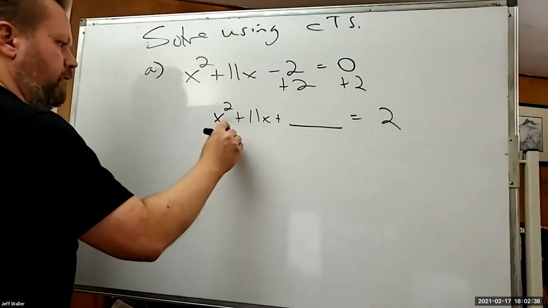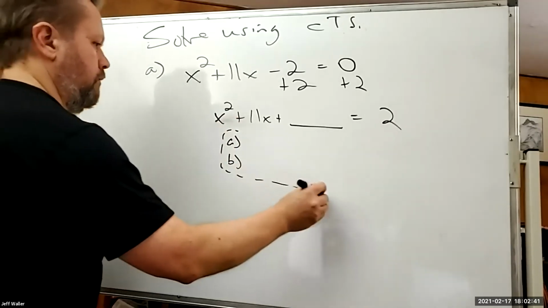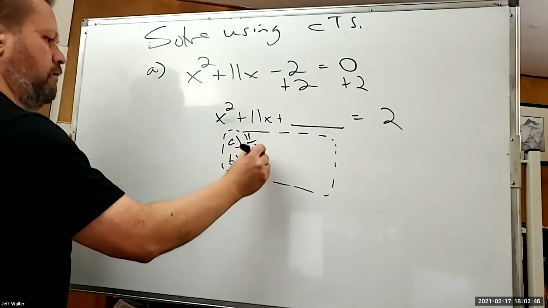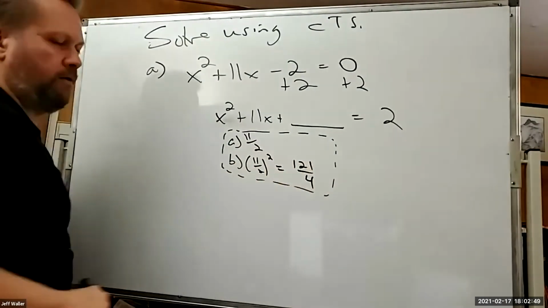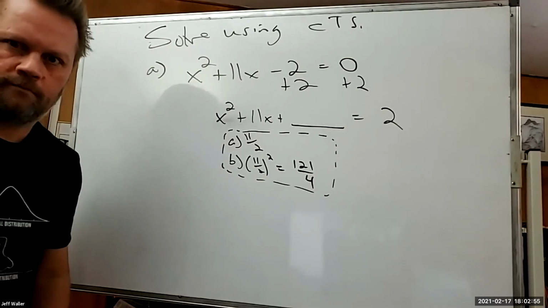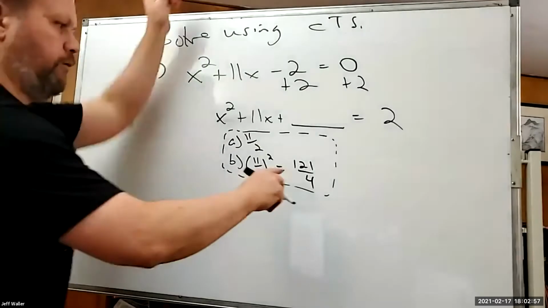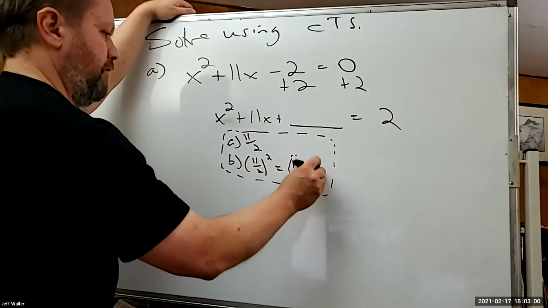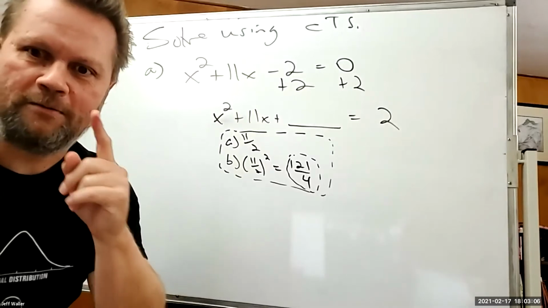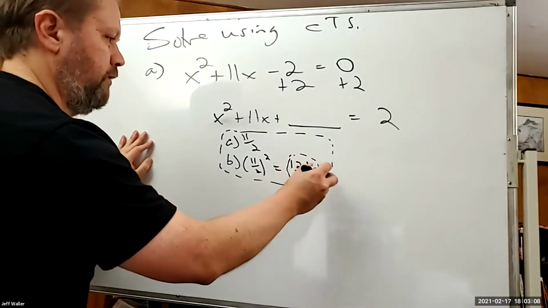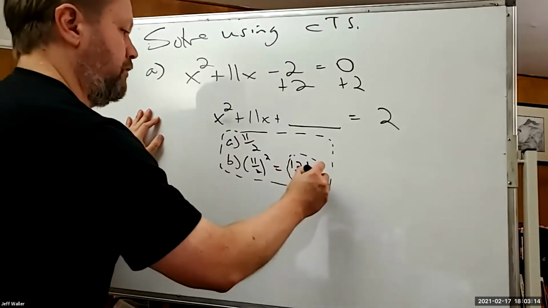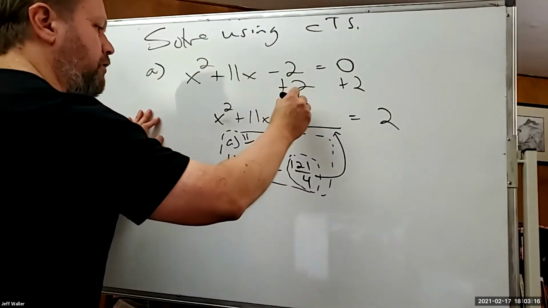So what are my 2 steps? Divide 11 by 2, and then square it, right? Is that cool? So where do I put this? Where do I put the 121/4? Where the 2 used to be. I like it. So I'm going to add 121 over 4.